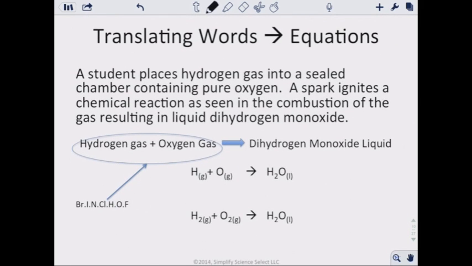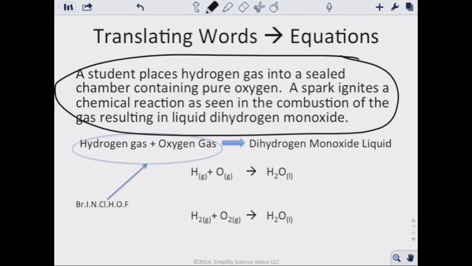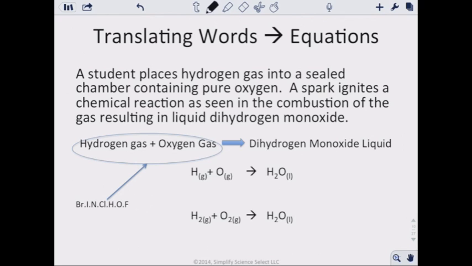Now, one thing we'll practice is translating from words that we see just in a paragraph like this into the actual equation. And so we can look at this, and it says: the student places hydrogen gas into a sealed chamber containing pure oxygen. A spark ignites a chemical reaction as seen in the combustion of the gas, resulting in liquid dihydrogen monoxide. And so when we're looking at this, we can pull pieces out, and you can see that we did that.